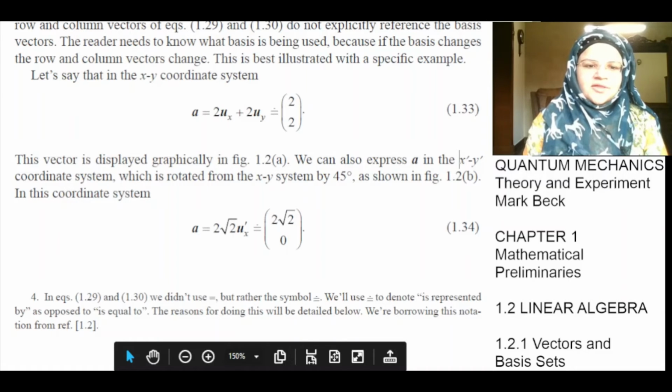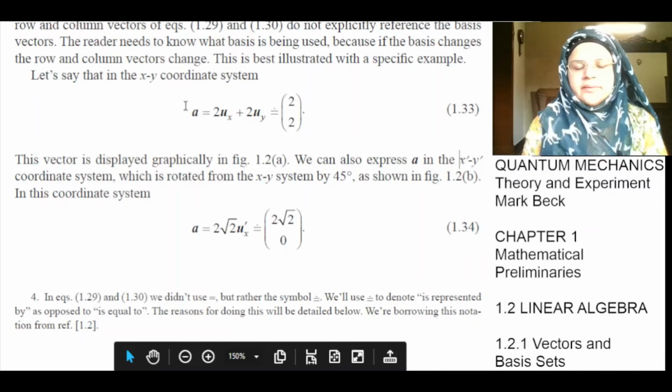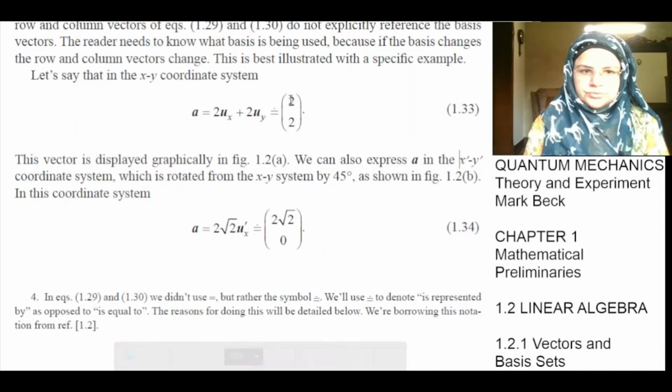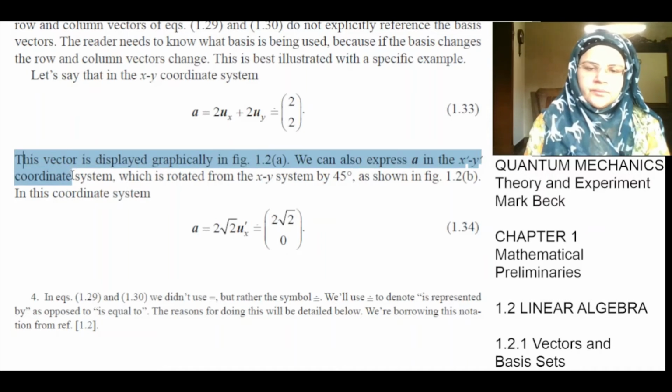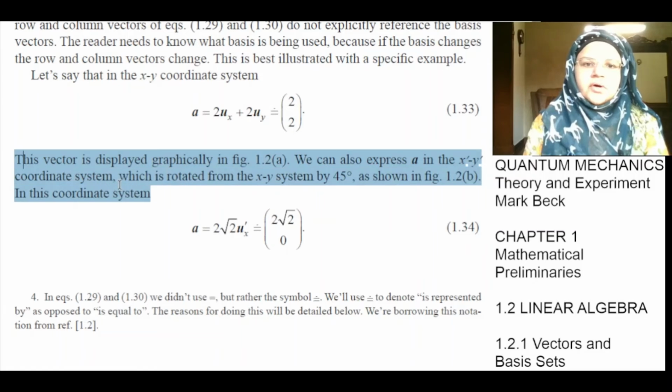Let's say that in the xy coordinate system, A = 2ux + 2uy, which is equal to column (2, 2). This vector is displayed graphically in figure 1.2a. You can also express A in the x'y' coordinate system, which is rotated from the xy system by 45 degrees as shown in figure 1.2b. In this coordinate system, A = 2√2 ux', which is equal to column (2√2, 0).